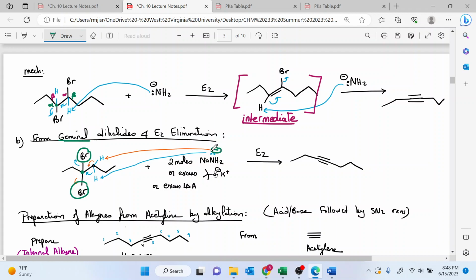So that base every time is going to come, take the beta hydrogen, form a double bond, and the bromine is going to leave. You're going to end up getting your intermediate, which is the double bond. You cannot isolate it because that base is going to attack again. It's going to keep attacking as long as you have a hydrogen and the bromine to lose. So it's going to come attack again, form a triple bond, and the bromine is going to leave to get the alkyne. These are the only two ways to make triple bonds from dihalides.